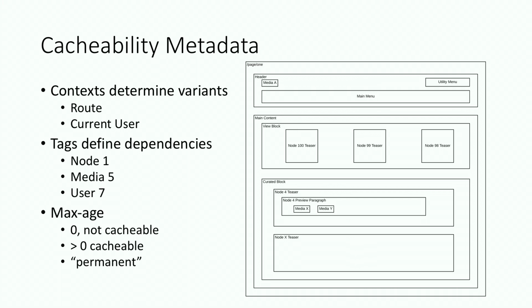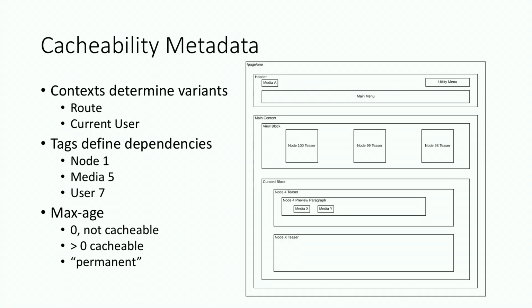Cache tags define dependencies. So those are data dependencies. The most common are dependencies related to specific entities. So what that would say is, okay, if node 1 gets updated or media 5 gets updated, let's invalidate the cache for this whole response, for this whole page.